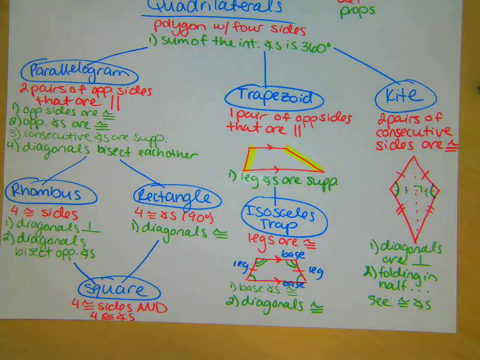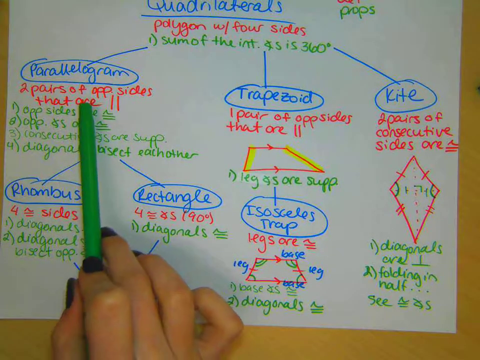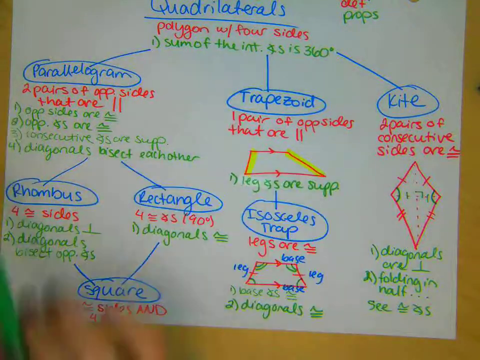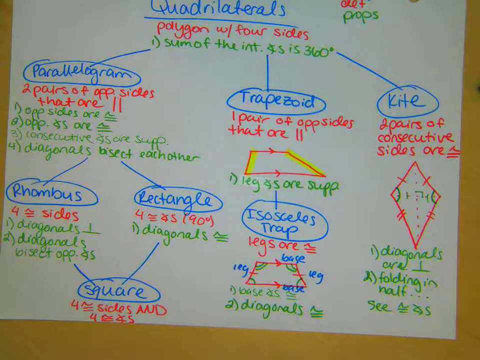So what we have here now is our entire quadrilateral family tree. We have a branch going off to parallelogram, a branch to trapezoid, and a branch to the kite. All of these properties are going to be extremely useful in setting up and solving for missing variables and all these other things that we're going to be able to do.